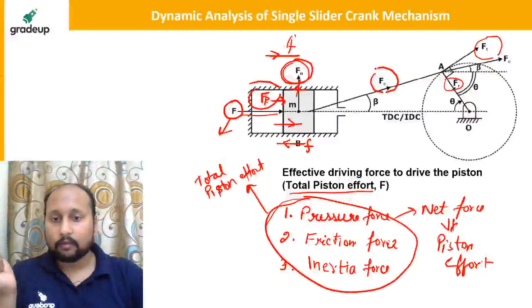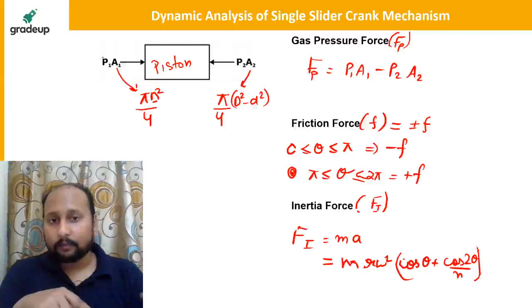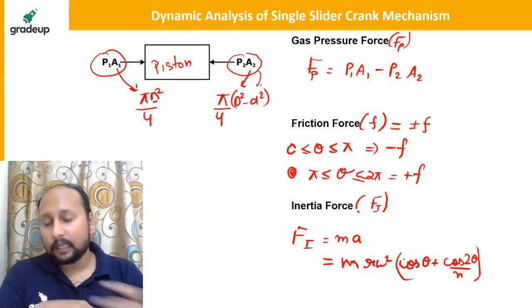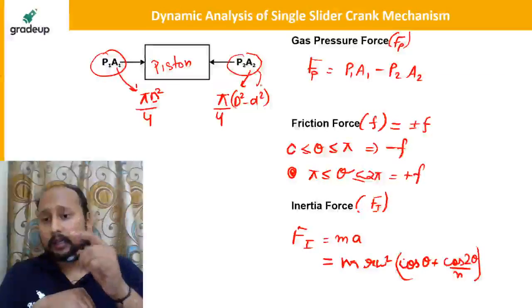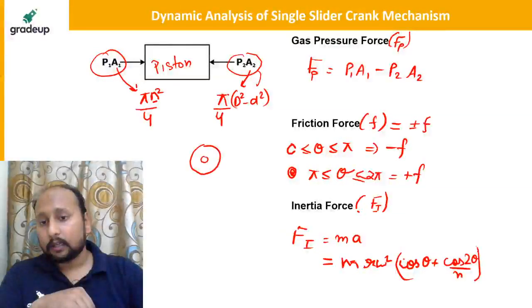This is FP. Now let us understand one by one. Pressure force on the piston: on the left hand side we are having P1A1 and this is P2A2. Why do we have the area 2 to be different? Because at area 2 we will be having a small diameter of the connecting rod being inserted into the piston. It will be something like this. This is your piston and this is your connecting rod. So that is why this is the effective area, that is pi by 4 into D square minus d square.